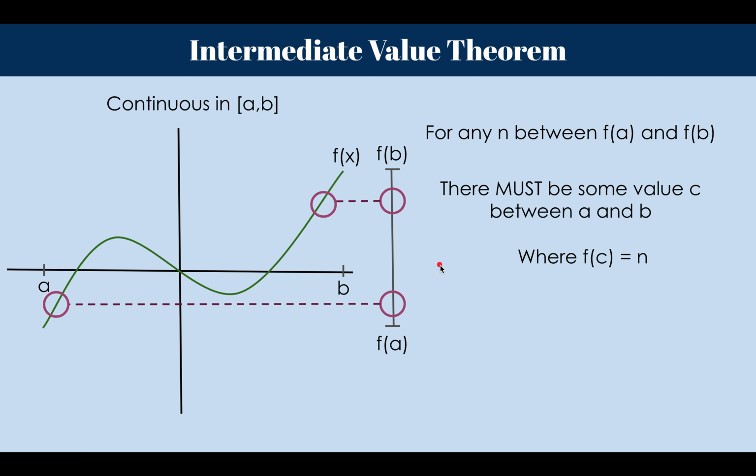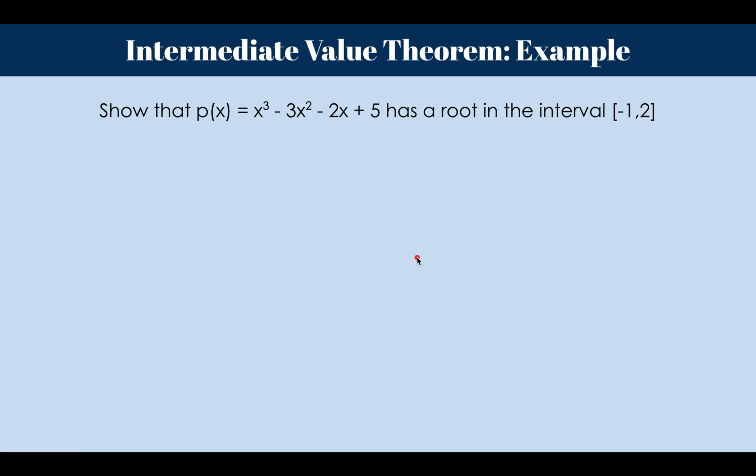So let's take a look at an example to see how this can be applied. Show that p of x, which equals x cubed minus 3x squared minus 2x plus 5, has a root in the interval -1 to 2. Well, first let's see that this function is continuous between -1 and 2. It's a simple polynomial, so all the limits are equal to the function. So it is a continuous function. So we are allowed to use the intermediate value theorem.